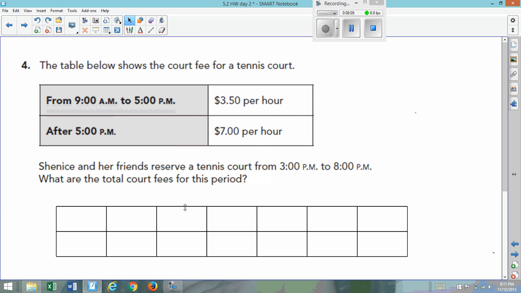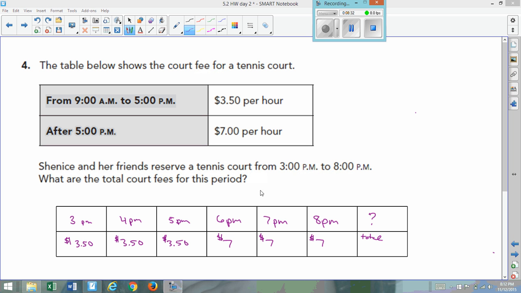So, it says the table below shows the court fees for a tennis court. 9 a.m. to 5 p.m. is going to cost $3.50 per hour, but then after 5 it costs $7 per hour. Shanice and her friends reserve the tennis courts from 3 p.m. to 8 p.m. What are the total costs of the fees for this period? I'm going to fill in the chart and then explain it to you.